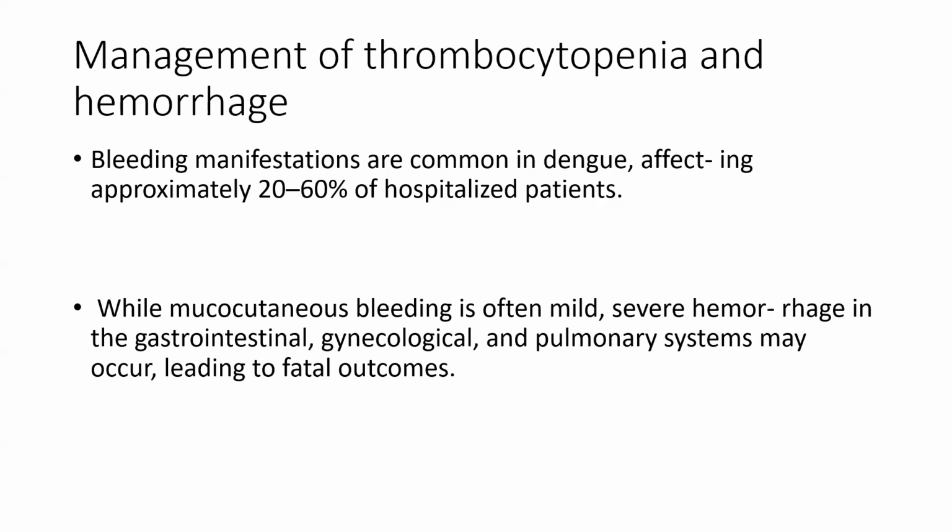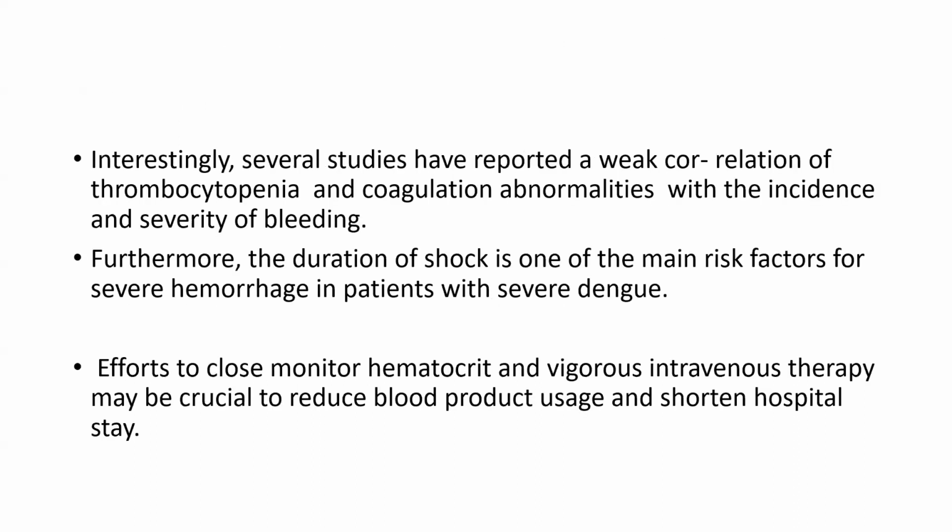Management of thrombocytopenia and hemorrhage. Bleeding manifestations are common in dengue, affecting approximately 20% to 60% of hospitalized patients. While mucocutaneous bleeding is often mild, severe hemorrhage in the gastrointestinal, gynecological, and pulmonary systems may occur, leading to fatal outcomes. Interestingly, several studies have reported a weak correlation of thrombocytopenia and coagulation abnormalities with incidence and severity of bleeding. Furthermore, the duration of shock is one of the main risk factors for severe hemorrhage in patients with severe dengue. Efforts to closely monitor hematocrit and vigorous intravenous therapy may be crucial to reduce blood product usage and shorten hospital stay.